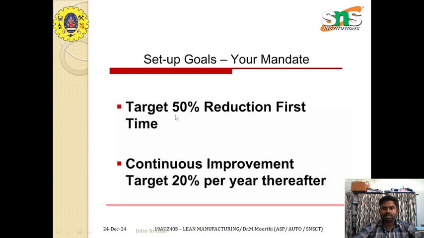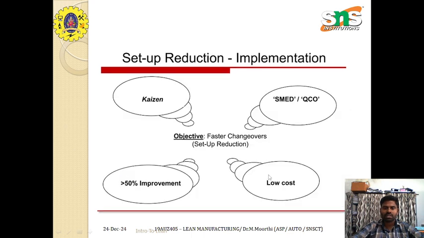And what is mandatory is that we have to set a target of 50 percentage reduction the first time, and continuous improvement of 20 percentage per year after that. What implementation tools have to be followed? It starts with Kaizen and SMED, single minute exchange of die, and the objective is faster changeover time, that is the setup reduction. By following these factors, we have 50 percentage improvement in the setup time reduction, and cost reduction.